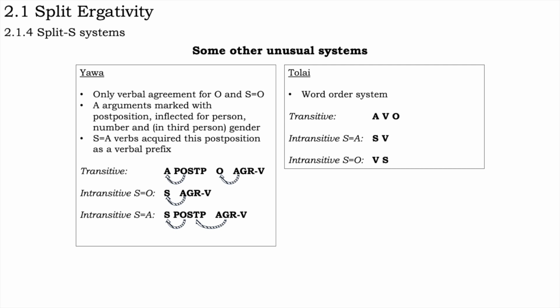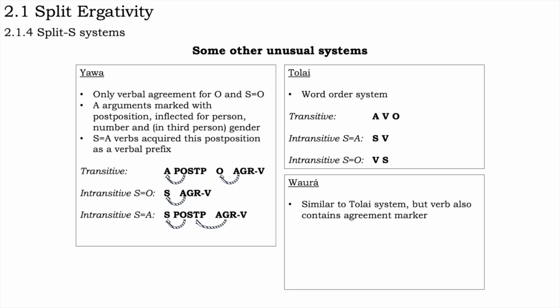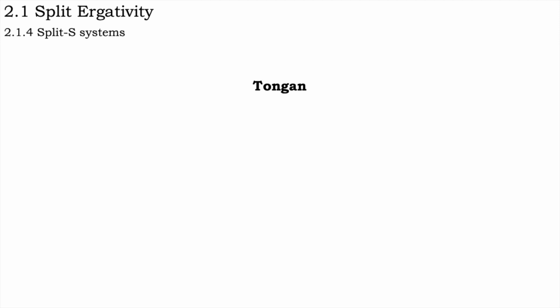The Arawak language Waura has a similar system to Tolai, but the verb also contains an agreement marker. For transitive verbs and S equals A verbs, the verb agrees with A or S equals A, while this marker is absent with S equals O verbs. I would also like to briefly mention the system of Tongan.